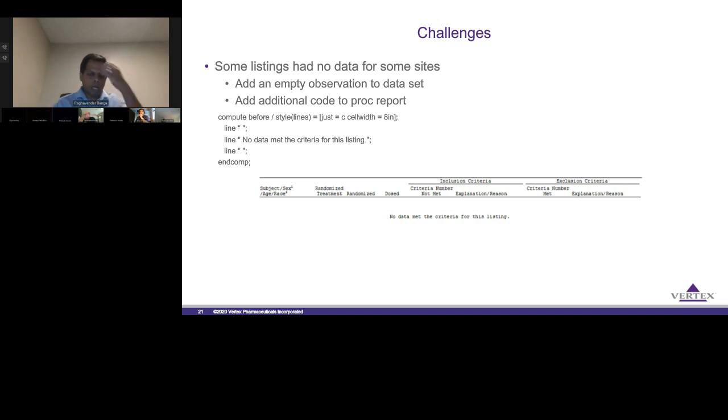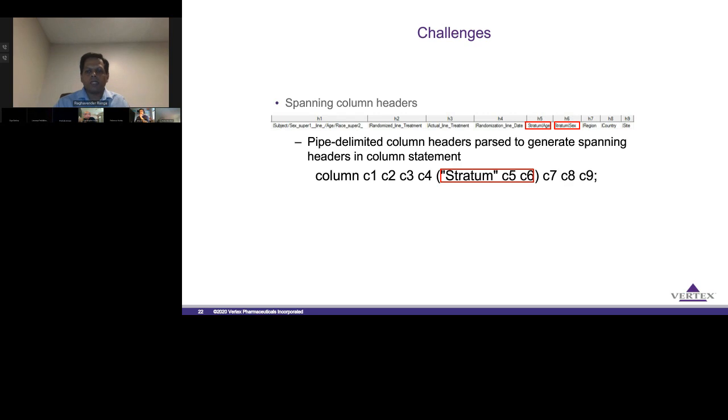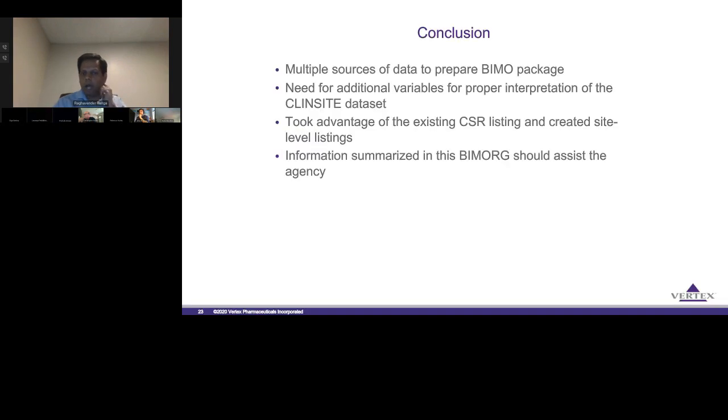The other challenge was how to use the spanning column headers. We had to identify the pipe delimiters once we extracted the RTF; that was the way to identify the spanning column headers, and we populated them in our PROC REPORT SAS code. So that concludes the overall process of what we did to create our existing CSR listings into the site-level listings as requested by the draft guidance and the technical conformance guidance of the BIMO.